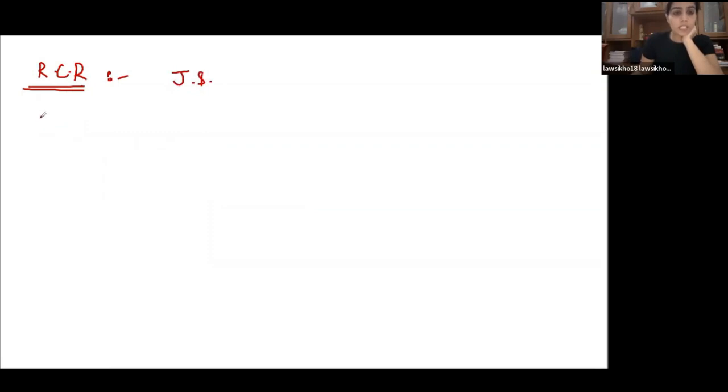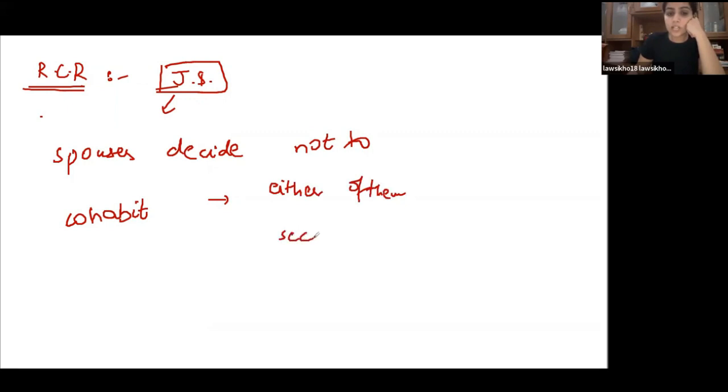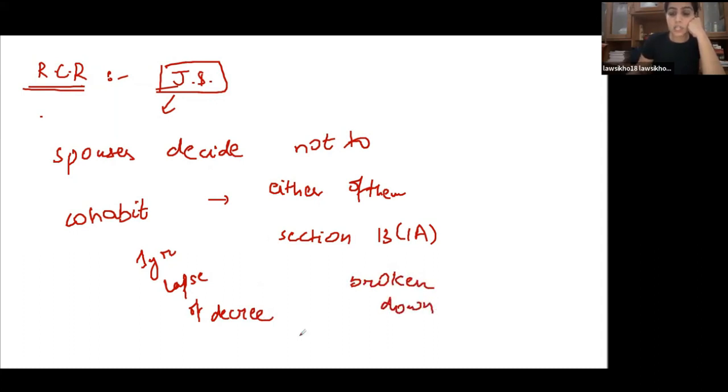As in, after a decree of judicial separation, if parties or spouses decide not to cohabit, then either of them can approach the court for divorce under section 13(1)(a) after 1 year lapse of the decree, saying that our marriage has broken down and there's no element of reconciliation possible, and you grant us the divorce.